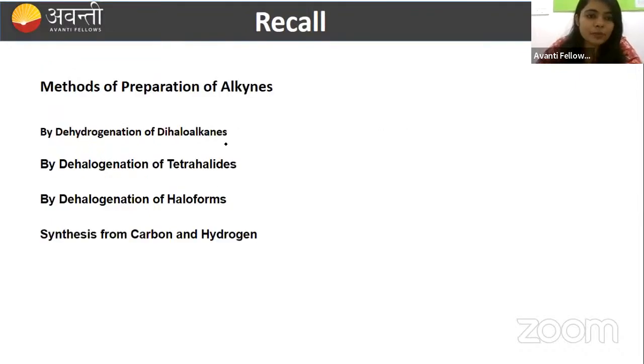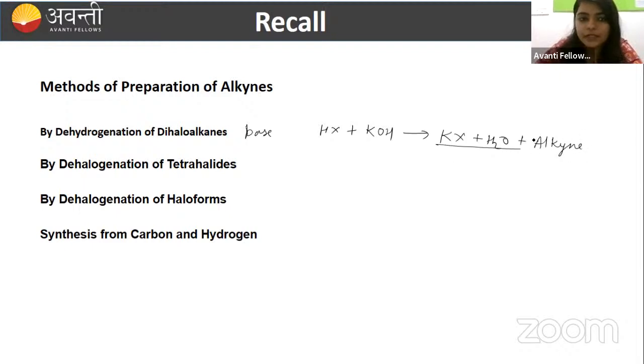Next was method of preparation of alkyne. So we have done dehydrohalogenation. What we have done in presence of base. So in the presence of base, dehydrohalogenation happened, then HX was removed, then HX plus base, which we already had, can form KX, means salt, plus water. So this reaction gives your alkyne. So this reaction can end up like this.